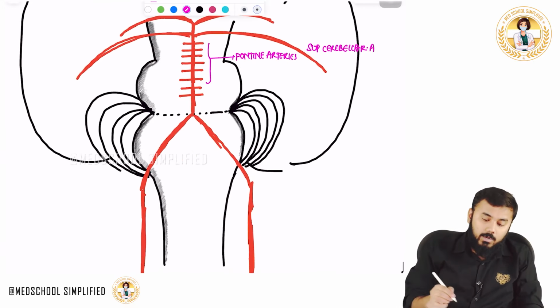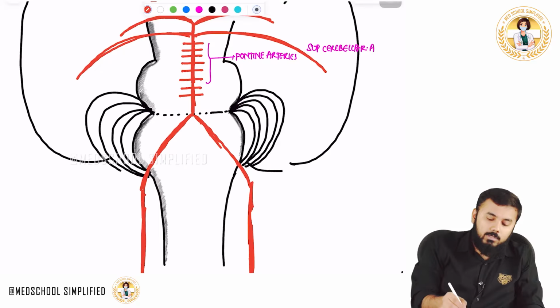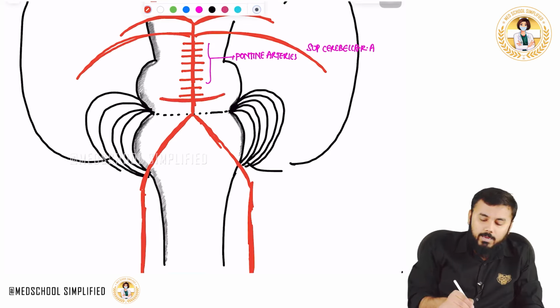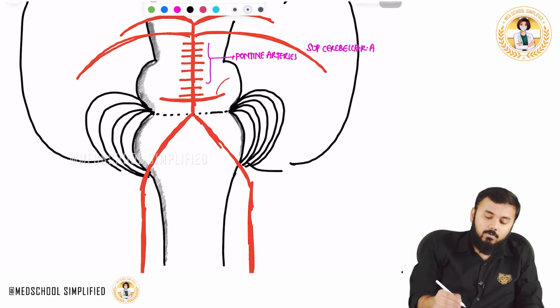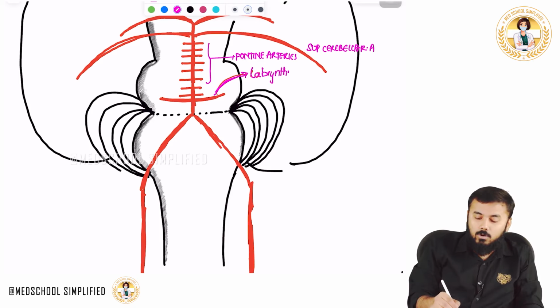Now after this pontine artery, down here you see another branch which is a little bit longer. This branch is called your labyrinthine artery. What is the name of this artery over here? This artery is called your labyrinthine artery.